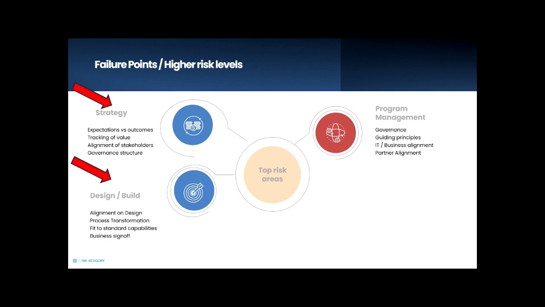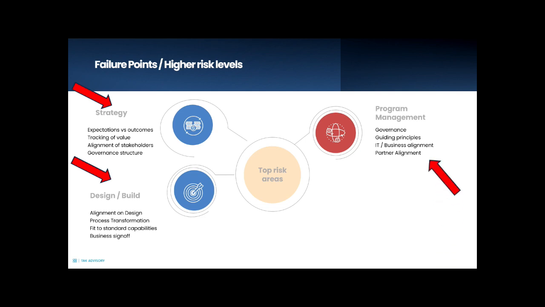During the design build, is everyone aligned on the design? Is it a process transformation? Is it a fit to standard? And if it is a fit to standard, what are you doing to evaluate that with the business to make sure that you meet all of their requirements in a reasonable manner?